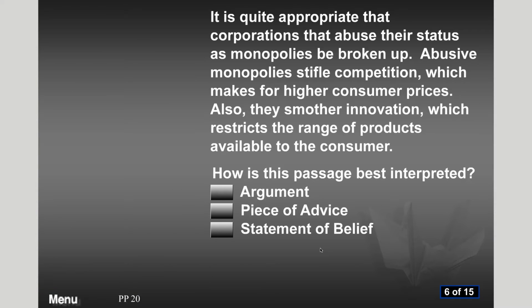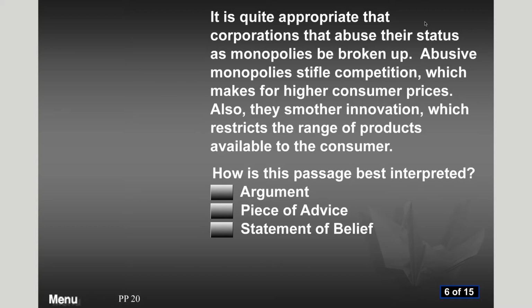So it's quite appropriate that corporations that abuse their status as monopolies can be broken up. This is starting to sound like a conclusion, right? Somebody's arguing for this. Abusive monopolies. So now let's look to see if there are reasons developing that. Abusive monopolies stifle competition, which makes for higher consumer prices. Also, they smother innovation, which restricts the range of products available to the consumer.